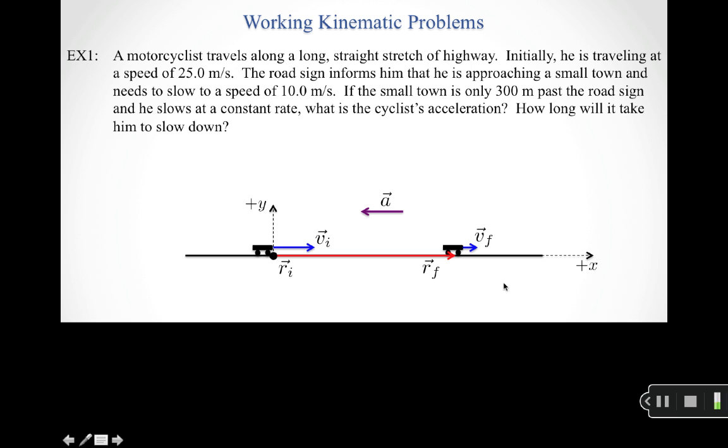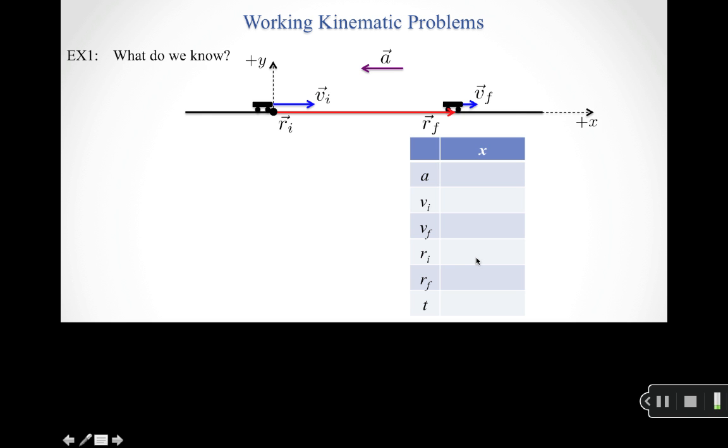So notice what I've done is I've drawn my picture, really drawn 2 pictures, right? Initial motorcycle, final motorcycle, and then drawn the 5 vectors that I care about on top of that picture. So now I'm going to come through and see what I know. So again, the first question is, well, what do I know? Well, thinking about each of these 5 vector quantities, starting with the acceleration. Well, I don't know its value, but I do know its sign.